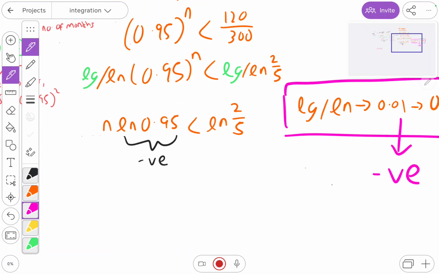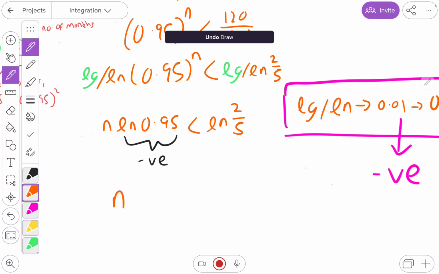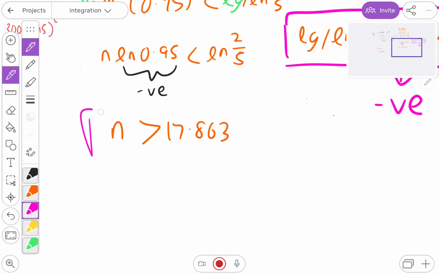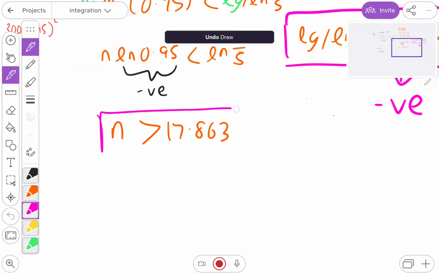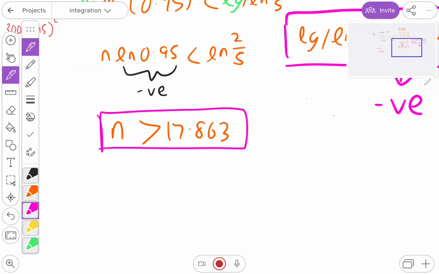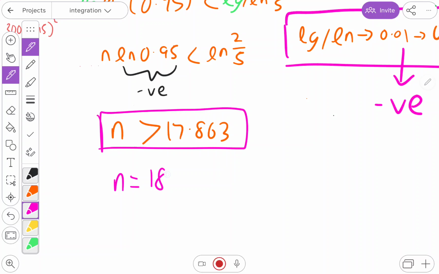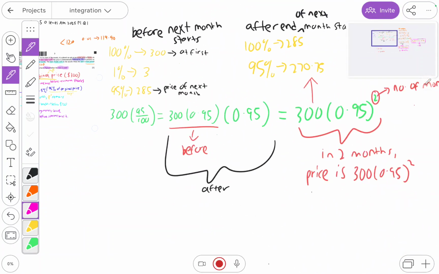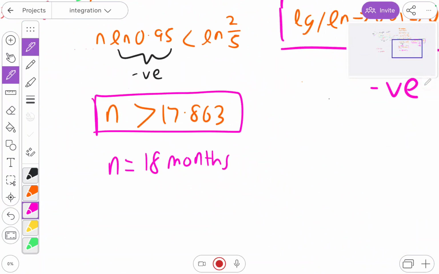So you want to make n the subject. When you divide by a negative, you flip the sign, and it'll give us 17.863, if I'm not wrong. They want the number of months, right? So based on this inequality, n is more than 17.863. Which means that n has to be 18 months, because they want the number of complete months. So just round off to the nearest month and you are good to go. The answer is n equals 18 months.